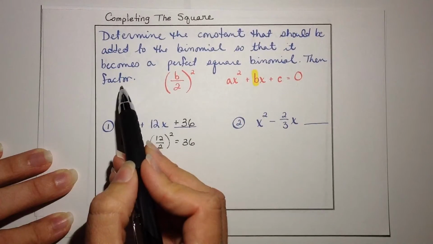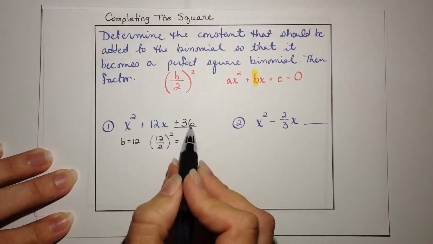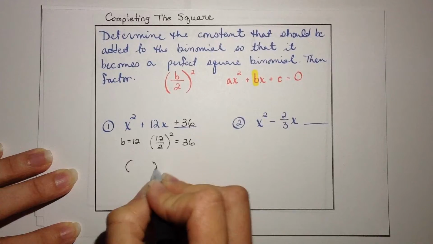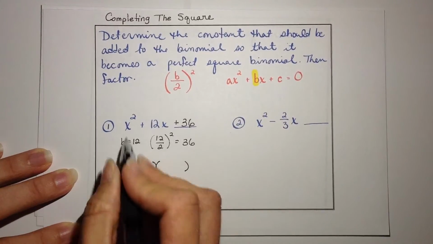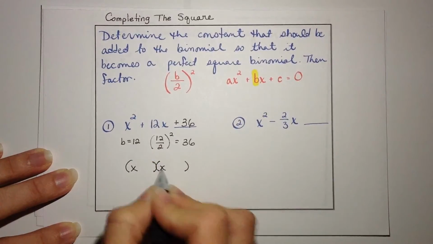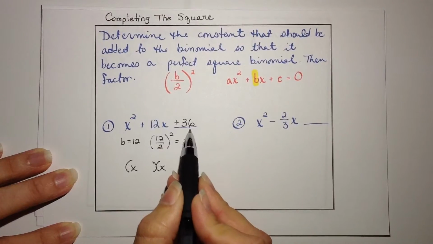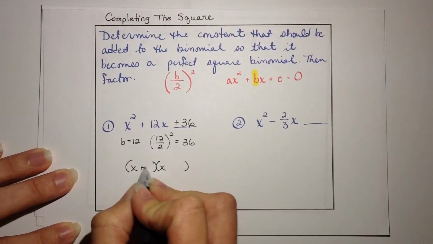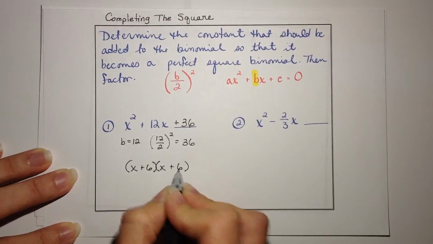Then it says to factor. Now, this is a trinomial, so you're used to, of course, doing the two sets of parentheses. x squared is x times x. And what you would need to multiply to get the 36, but add to get the 12, is going to be a plus 6 and a plus 6.